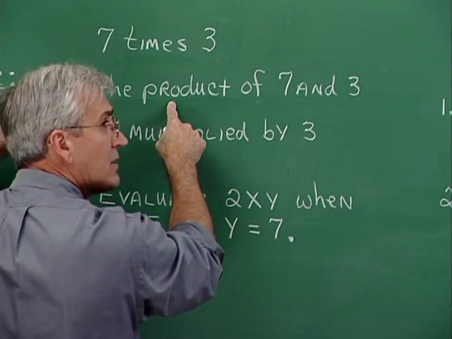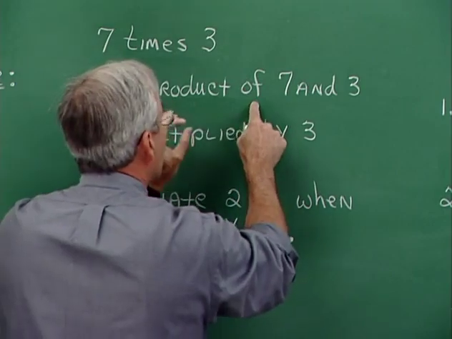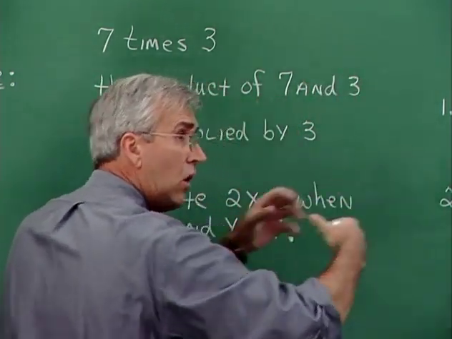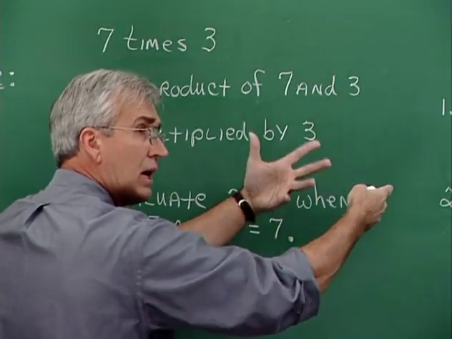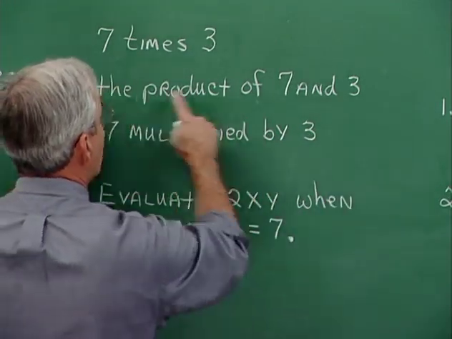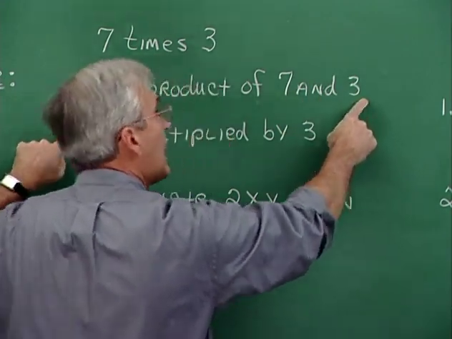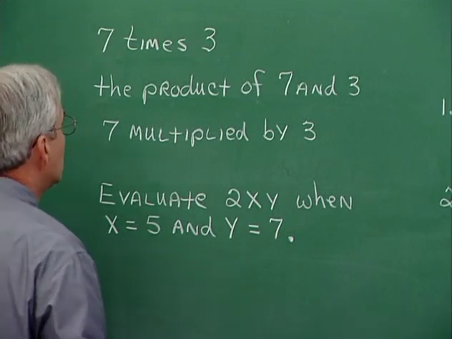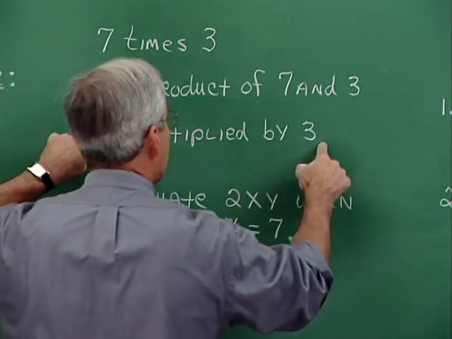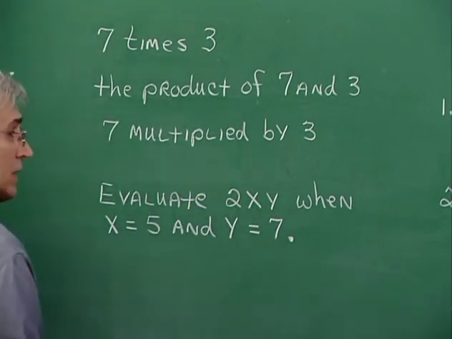in the multiplication process. So it's no wonder then that when we say the product of one thing and another, all we're doing is identifying the factors involved in the process of multiplication. So the product of 7 and 3 means that 7 and 3 are factors, and we perform the operation to find that product. All right, 7 multiplied by 3, that also means 7 times 3. So a lot of ways to indicate multiplication.